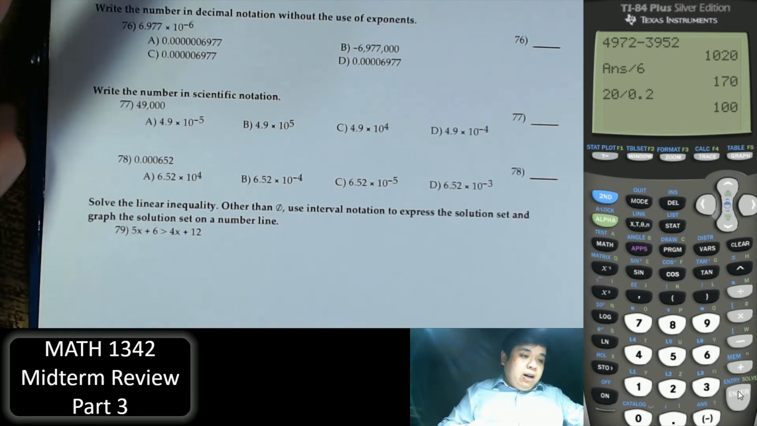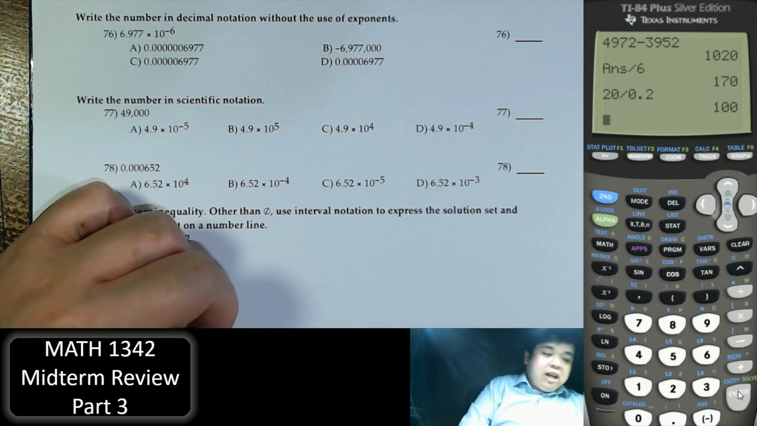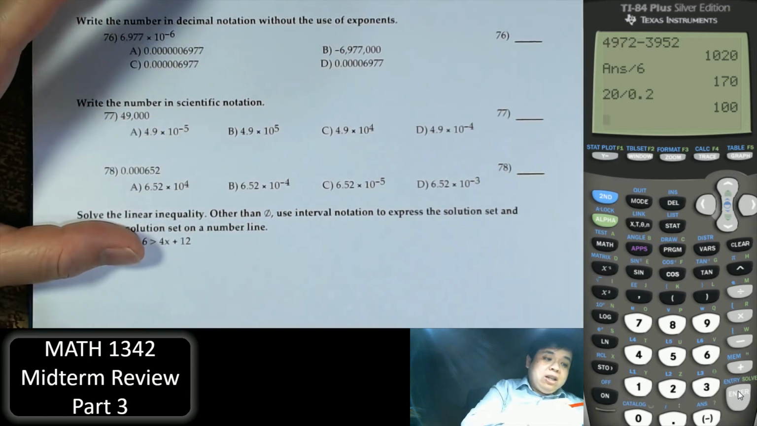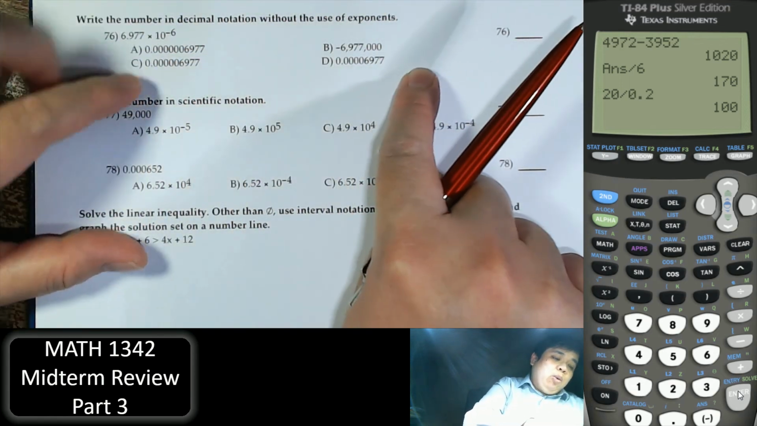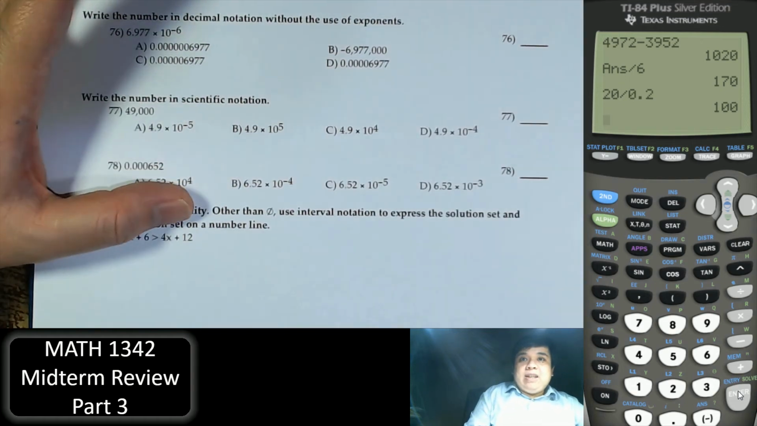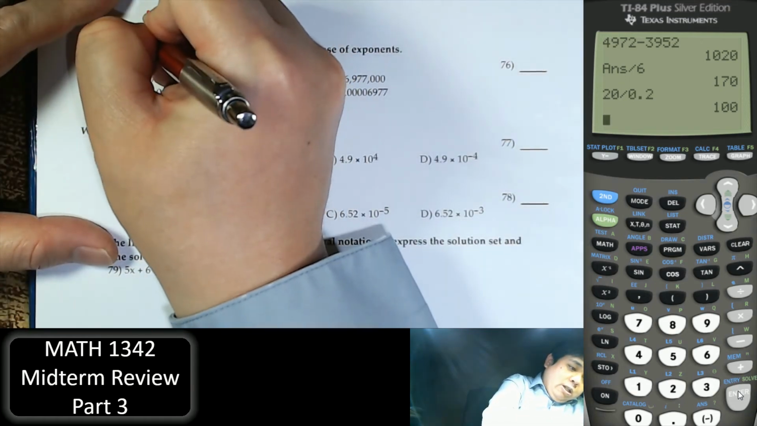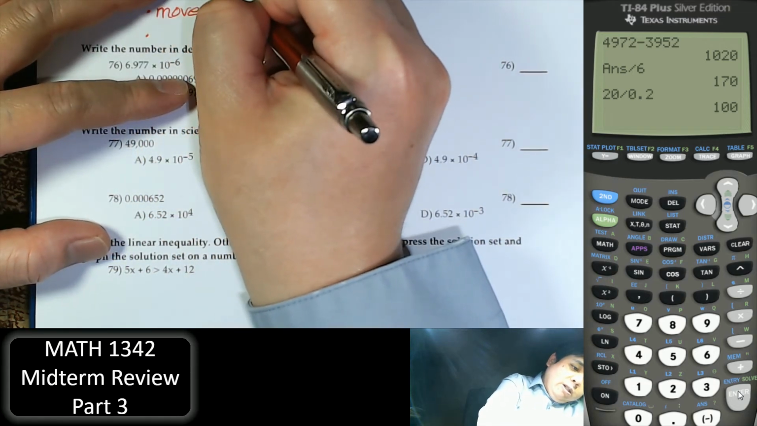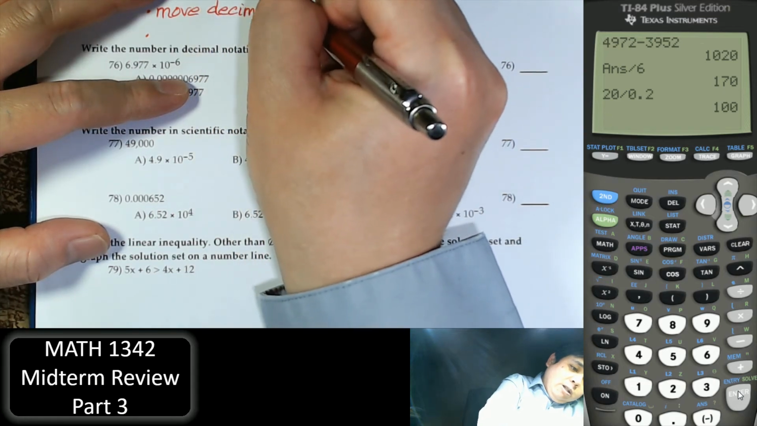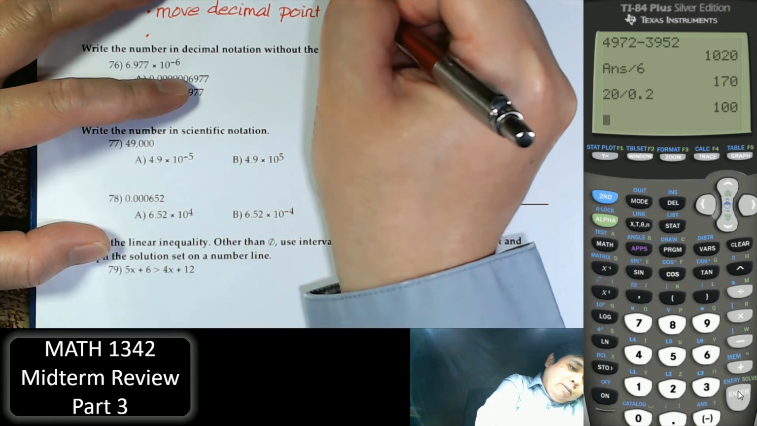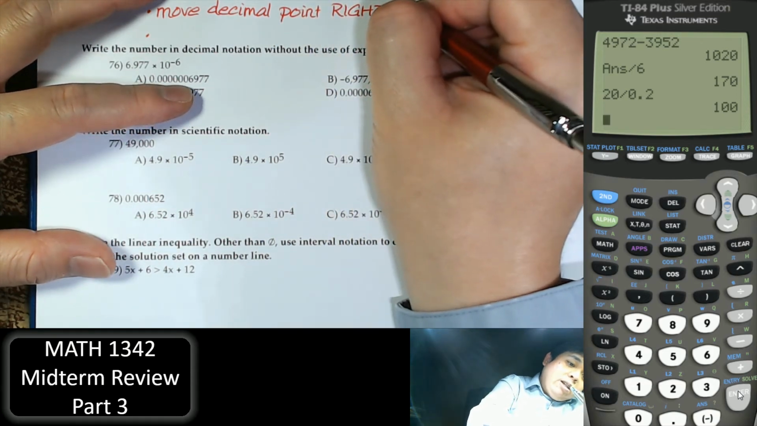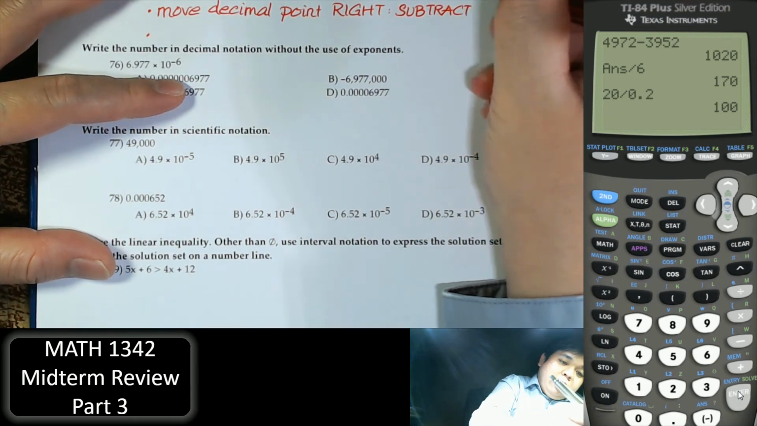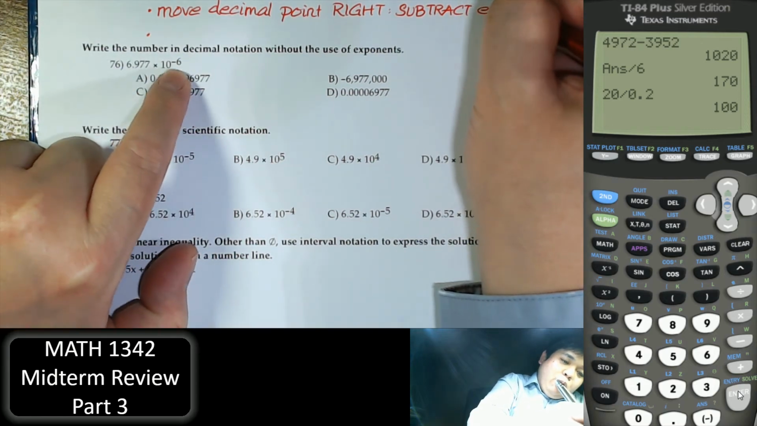Right. Next, we have scientific notation. So for scientific notation, if we move the decimal place to the right, we have to subtract from the exponent of 10. Right, so the rules. If we move the decimal point to the right, we have to subtract the exponent of 10. That's the exponent here.